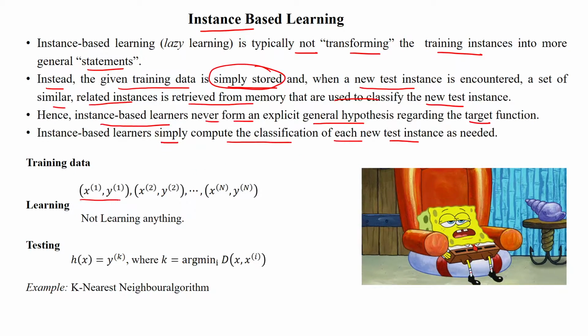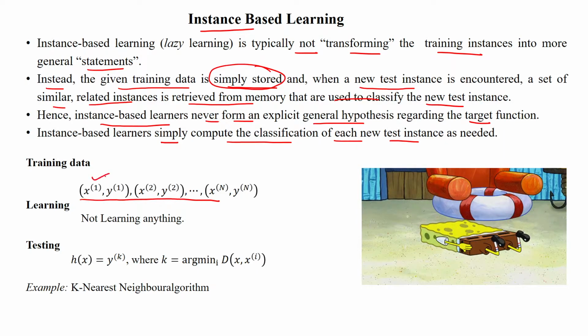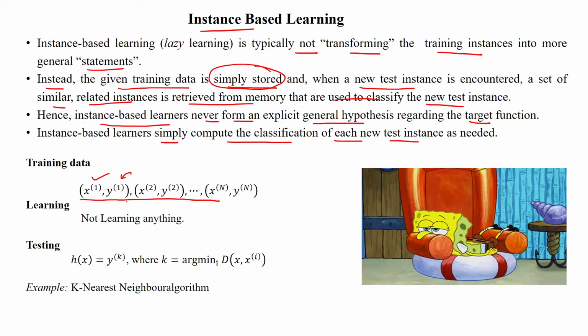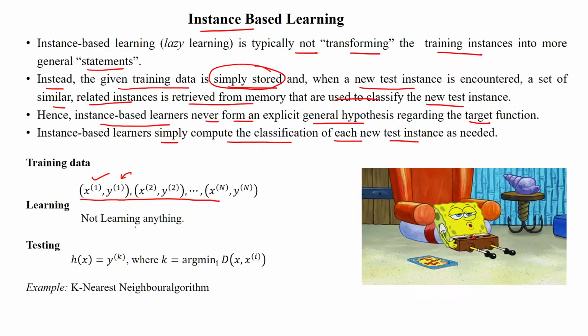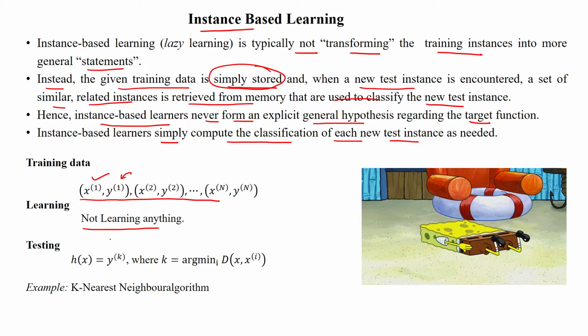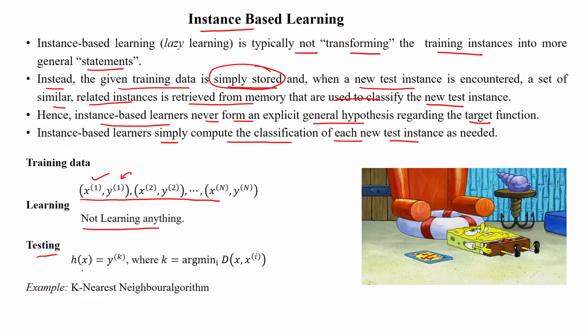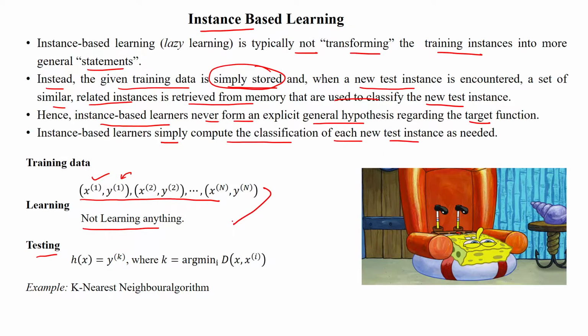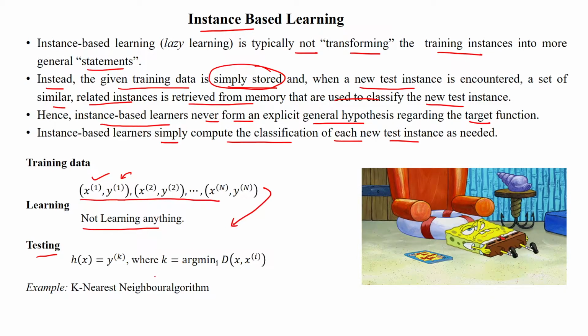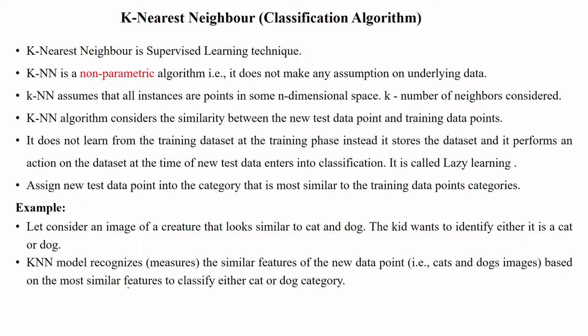The training data is given in the form of features and their corresponding target outputs. So from this, the model is not learning anything. Whenever a testing sample is encountered by the model, at that time it will retrieve the training samples from memory and predict the classification. So here we will see the k nearest neighbor algorithm, which belongs to instance based learning. It is also a supervised learning technique.